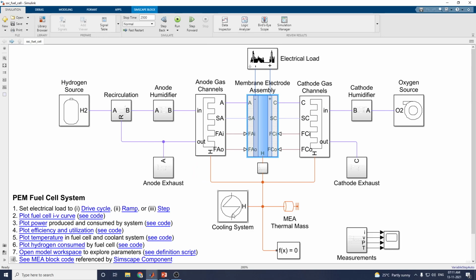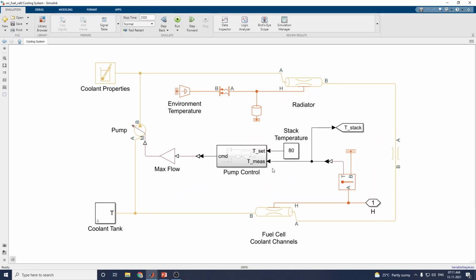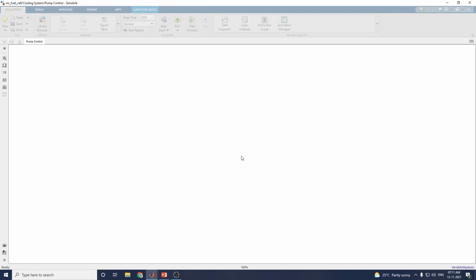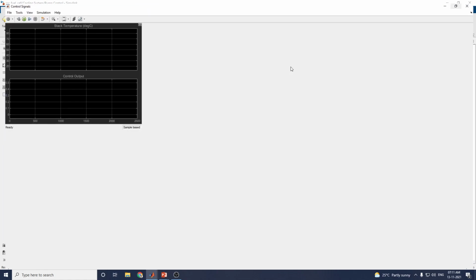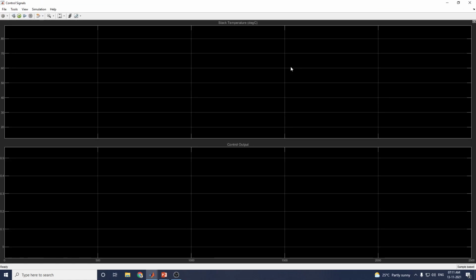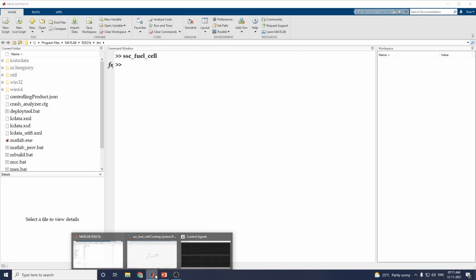And the important one is the cooling system. By using this cooling system you can see the pump control block. In this pump control block we will analyze the control signals like stack temperature, and control signals without delay and with delay. Now you can see the simulation. First one is with the coolant subsystem to analyze stack temperature and control output. Now the simulation is going on. It takes some more time. Please stay with us.